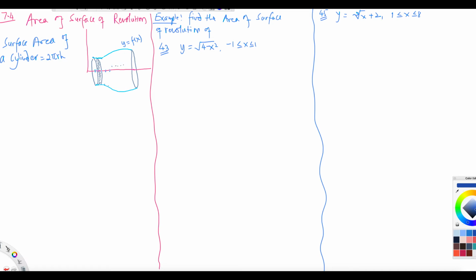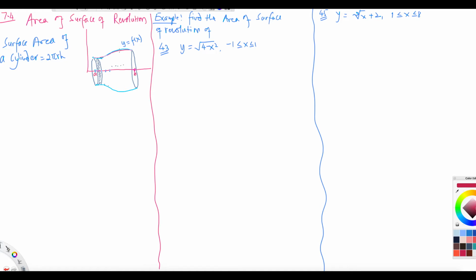In this video, I'm going to talk about how we use integrals to find the area of a surface which is generated by a function y equals f of x. Look at this example here. This is a function y equals f of x, and you are going from a to b.